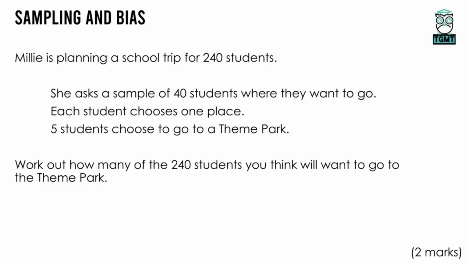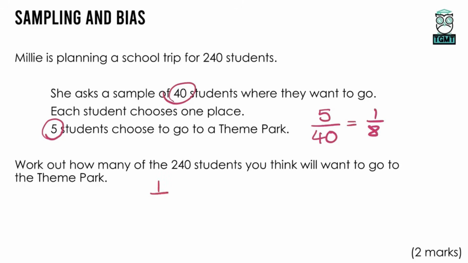Now when we're looking at a sample, we just need to know how many chose a particular option, in this case the theme park, and how big was the sample. And we'll write that as a fraction. So in this case, that's 5 out of 40 students wanted to go to the theme park, which means 5/40ths, or for every 40, 5 want to go to the theme park. Now you can simplify this fraction. Remember, if you type a fraction into your calculator, it will simplify it for you. So if you just type 5/40 in, it simplifies down to 1/8, which means that 1/8 of the students want to go to the theme park.